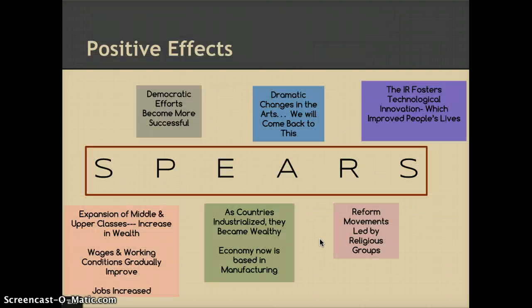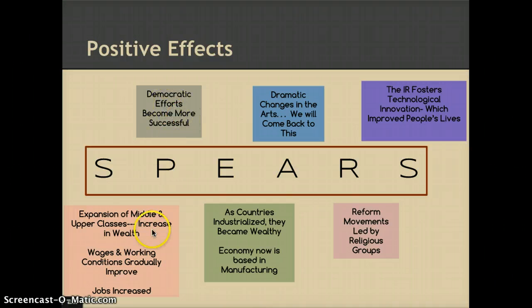Okay, so it's not all doom and gloom, right? Initially, it's pretty ugly, and we'll look at how in the next section of chapter 25, how people started to change, right, and make life better. So I'm using our old acronym SPEARS, right? Social, political, economic, the arts, religion, and science and technology to see what are some of the positive effects of the Industrial Revolution. So in terms of social, right, we see the expansion of middle and upper classes. They become very wealthy. Eventually, wages and working conditions improve for the working class, and the amount of jobs increase, right? You're not just farmers, but there's all kinds of jobs.